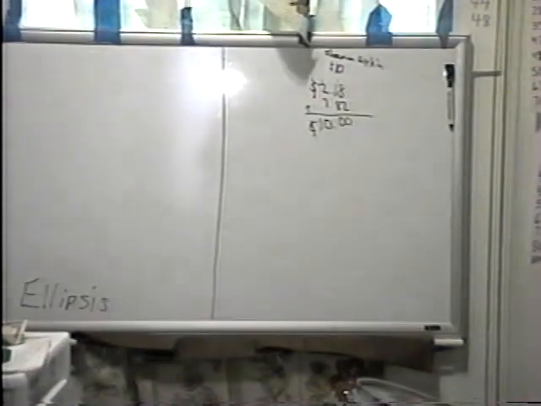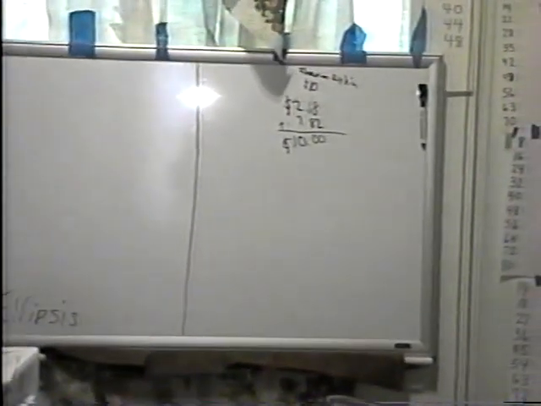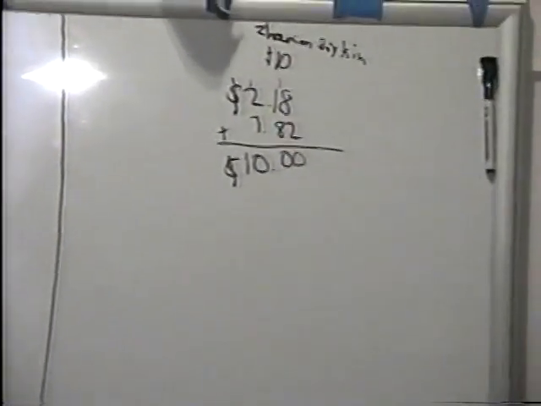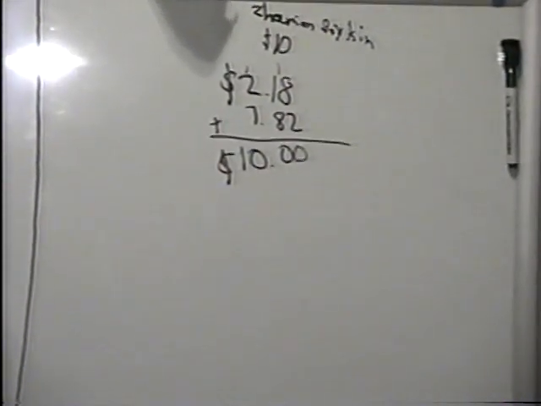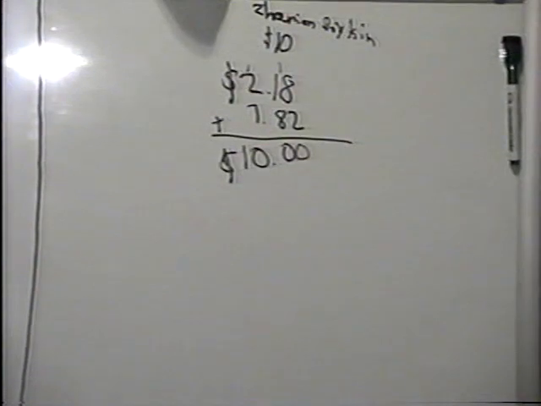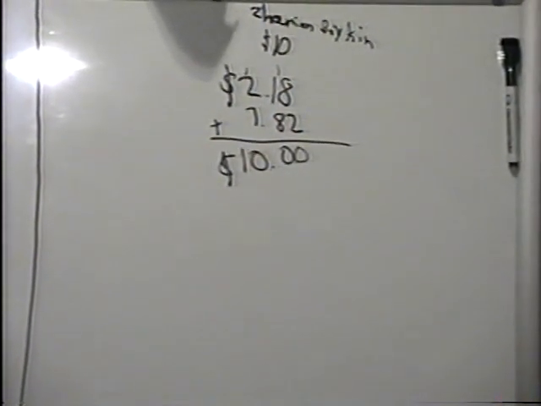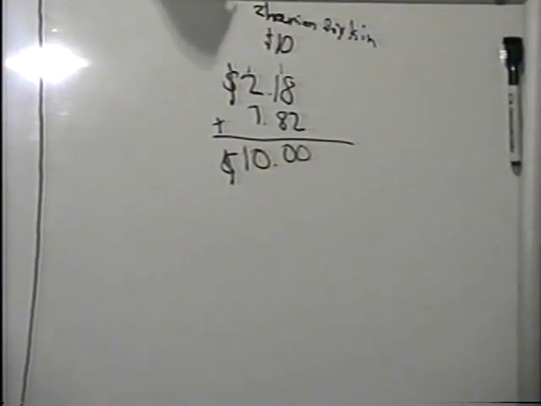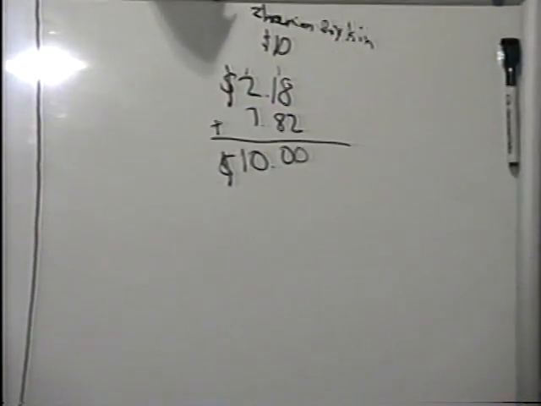Zarian has already gone to the board and he wrote up there $10, which is what he had originally. Then he wrote down 218 because that's what he spent. Then he counted his change and he went up there and wrote $7.82. And then he added them together and it came back to his $10, so he is correct. Very good, Zarian. Now we're going to do Versailles.